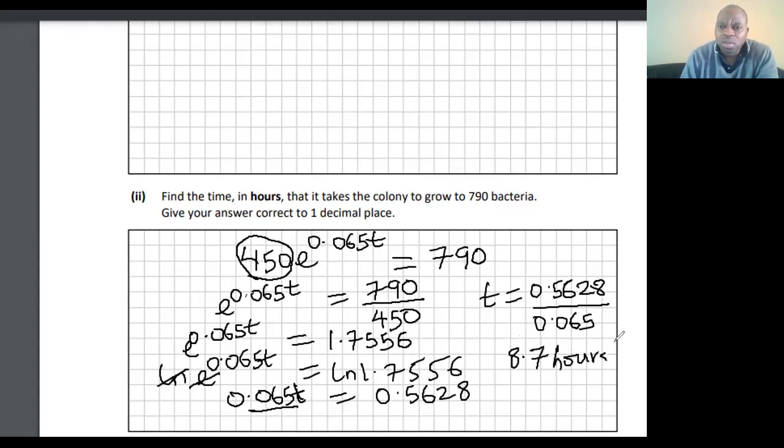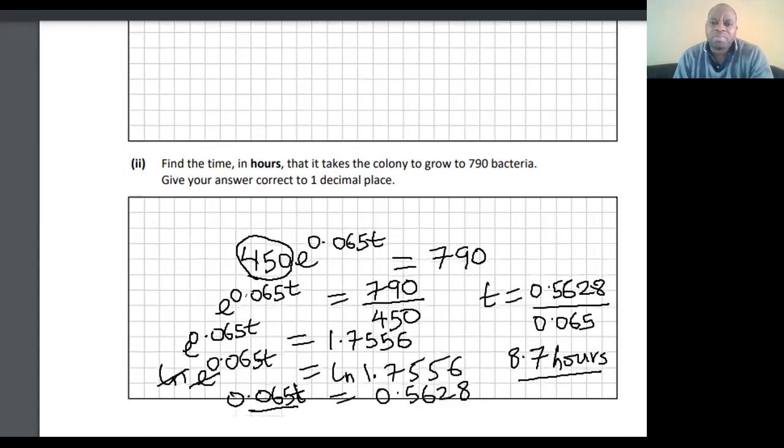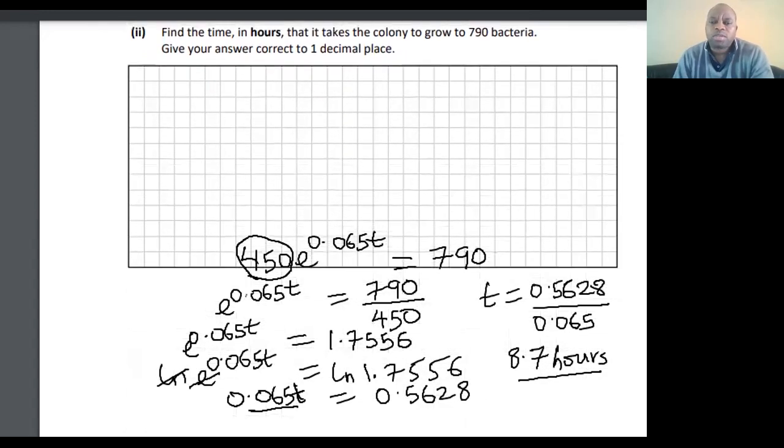hours. If you don't put your hours, you might probably lose the mark. Very important, so don't forget to put your units at every point in your calculation. So that is that. This is one. Then you move on to the next. I don't think these questions are difficult. I don't know why students are complaining about this. This is straightforward anyway.